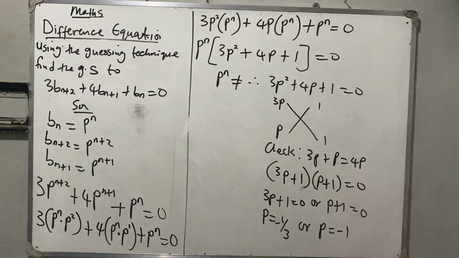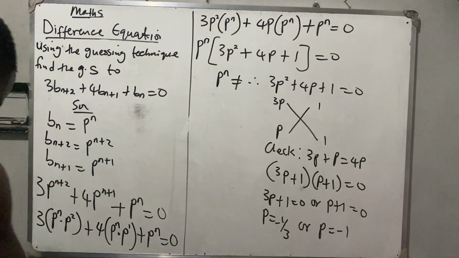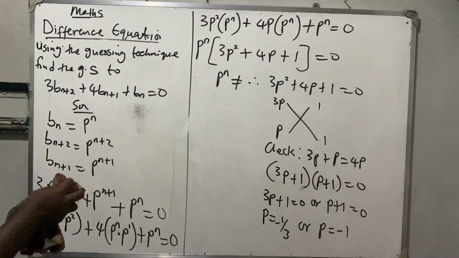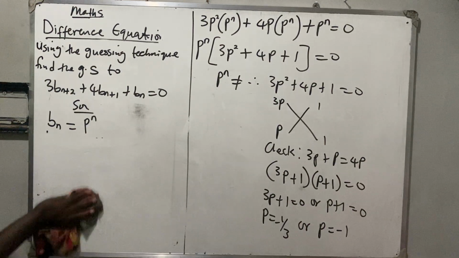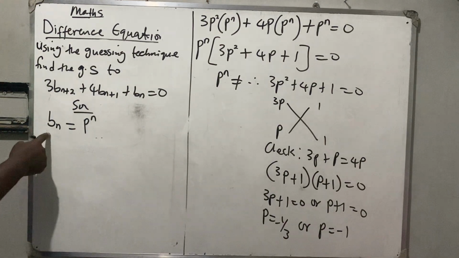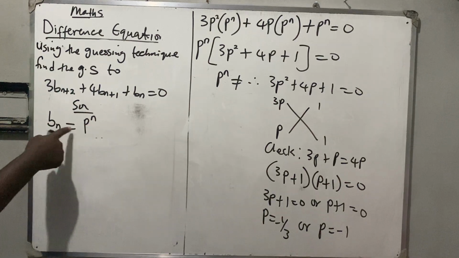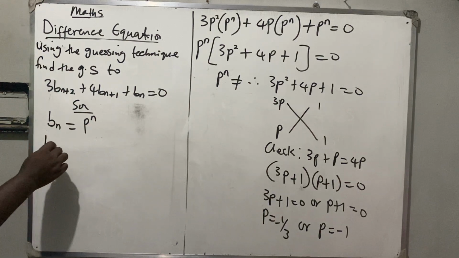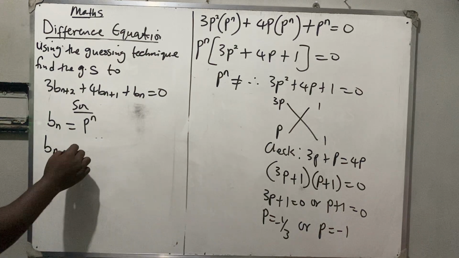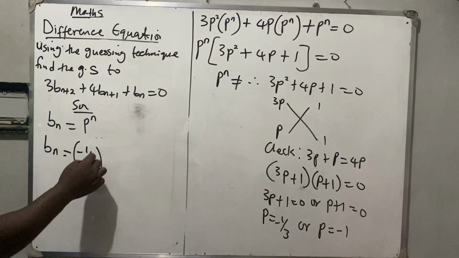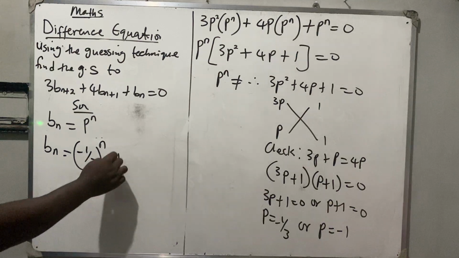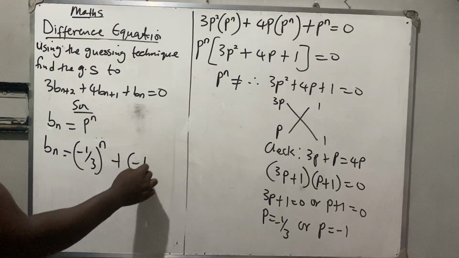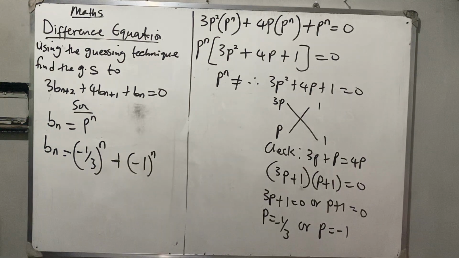So the solution now becomes, the solution, I hope I can clean this. Let me clean this side. So remember, you go back to the solution. So we said that the solution is what? b raised to bn is equal to this. So bn will now be equal to what? Minus 1 over 3 raised to power n, plus minus 1 raised to power n. The two of them, you add the two of them, I guess.